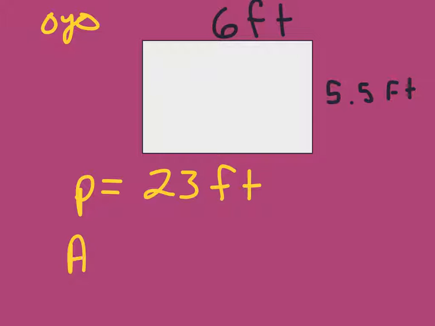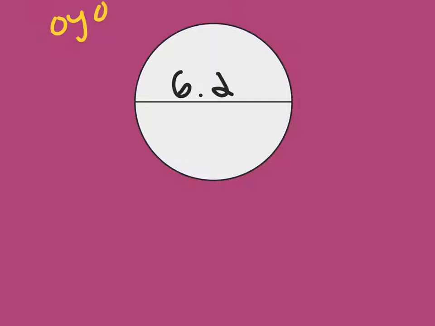For your area, length times your width, you should get 33 feet squared. It is important that you put your units on there. So in this case, we're dealing with feet, so make sure you put your feet. And if you're doing area, make sure you put your unit and that it's squared.